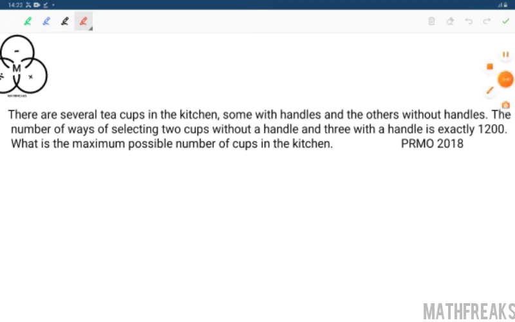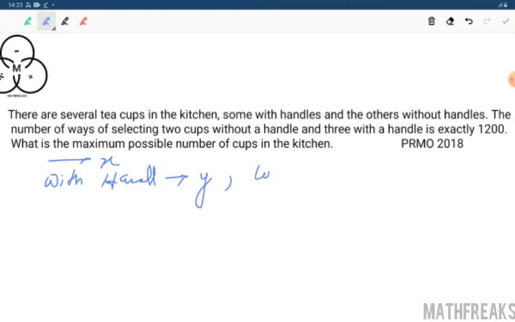Try to solve it. So I am solving it. Let the total number of cups be x. With a handle, let the number of cups be y. So without a handle, the number of cups will be x minus y.